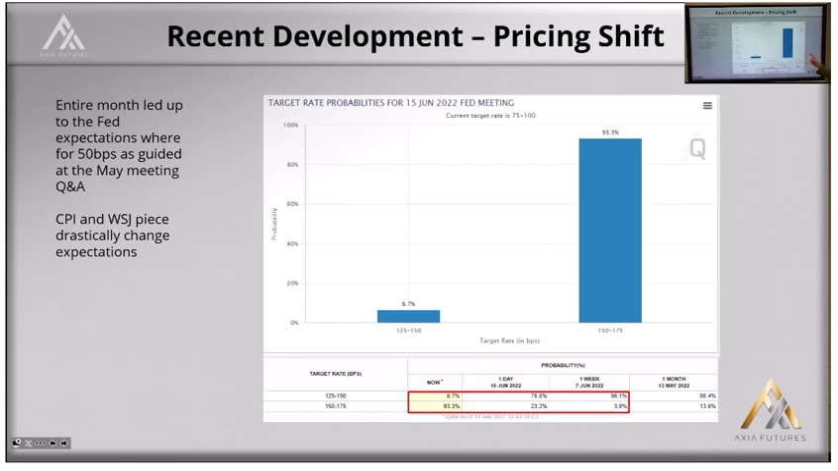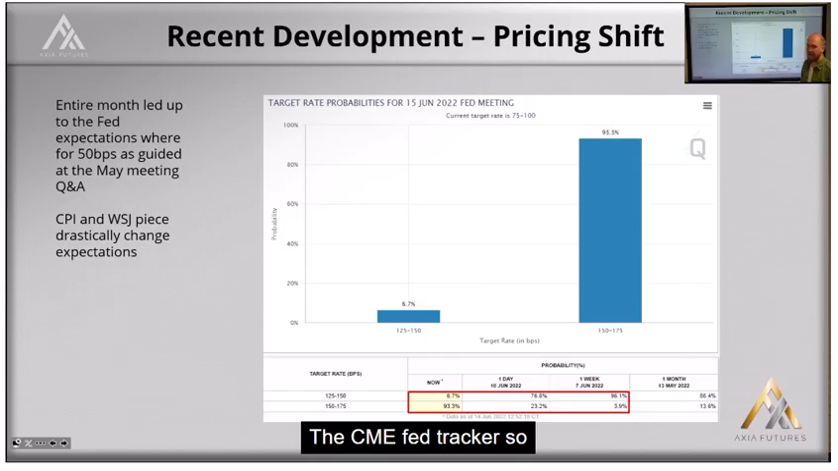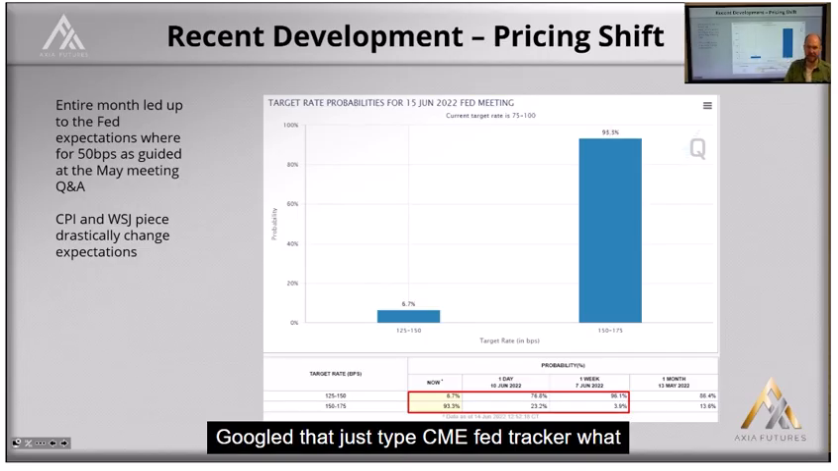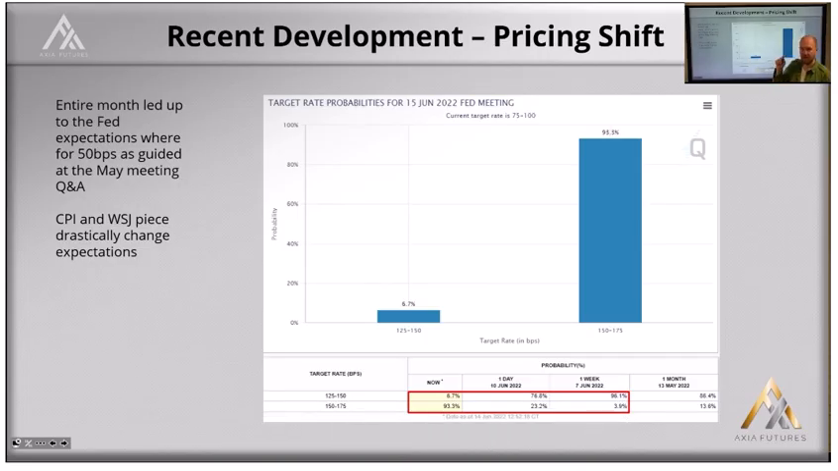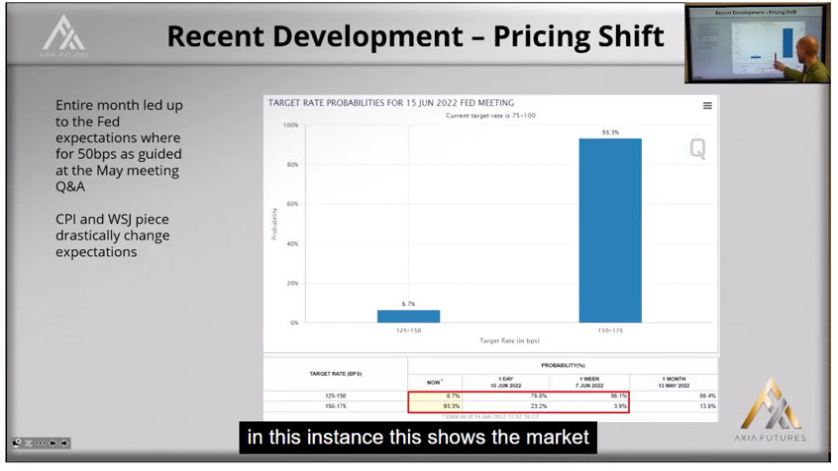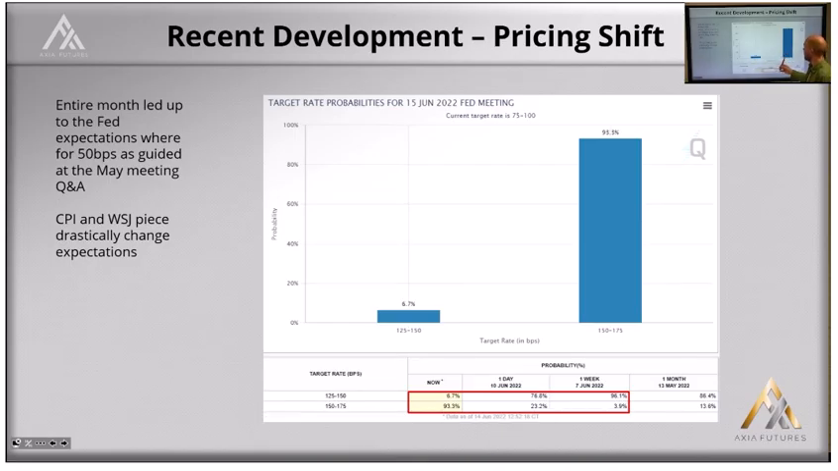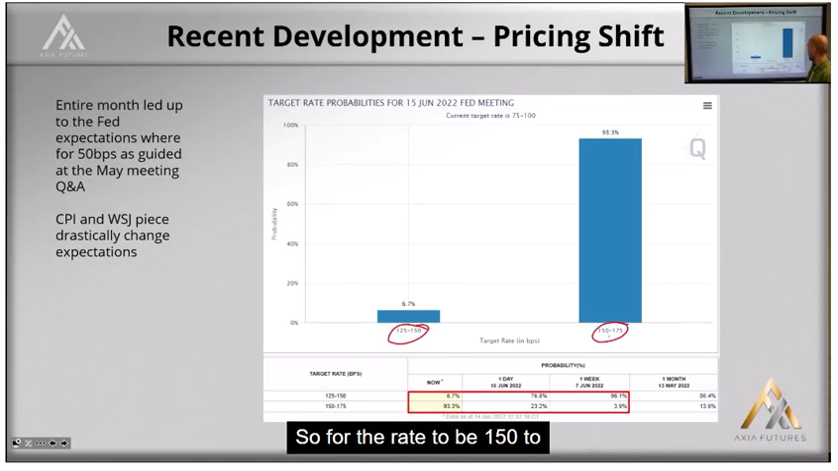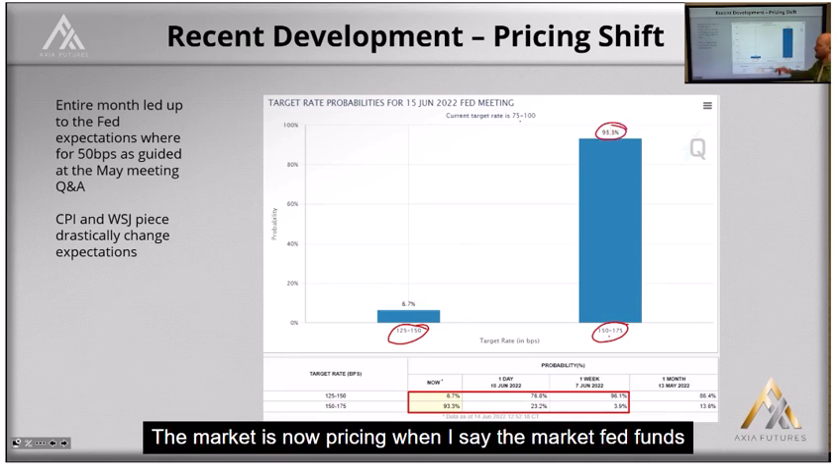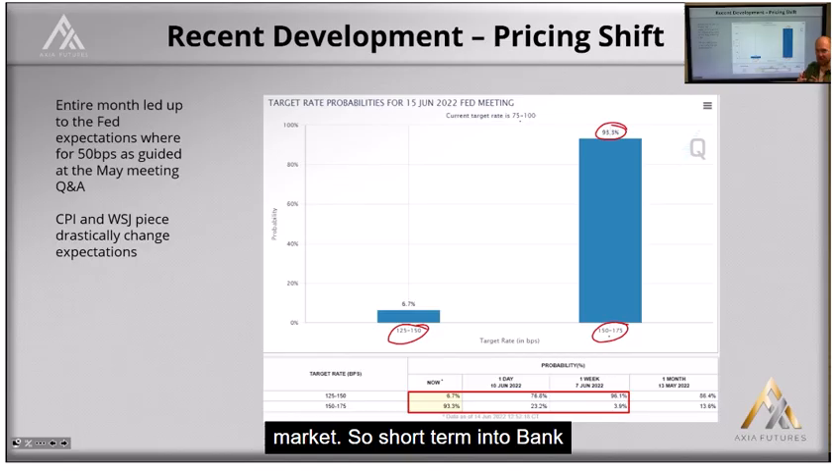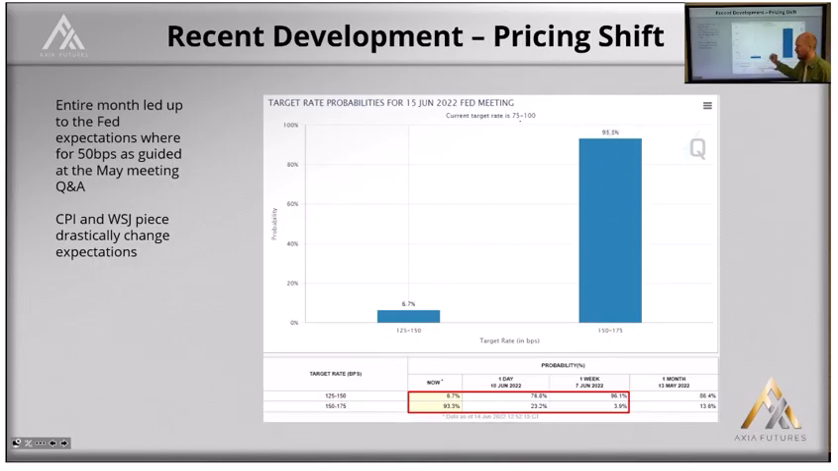This is a fantastic website. What this is, is the CME Fed Tracker. So Google that, just type CME Fed Tracker. What it shows you is the market pricing of certain things. So in this instance, this shows the market pricing of different rates. So for the rate to be 150 to 175, i.e. a 75 basis point hike, the market, when I say the market, I mean the Fed funds market, so the short-term interbank market, is pricing a 93% chance that rates are going to go up by 75 basis points.